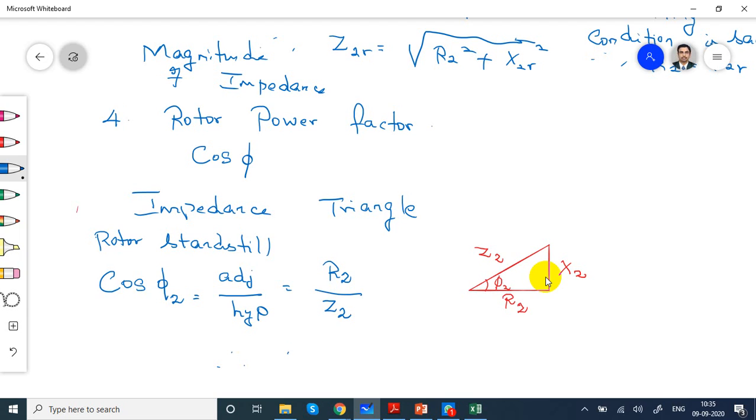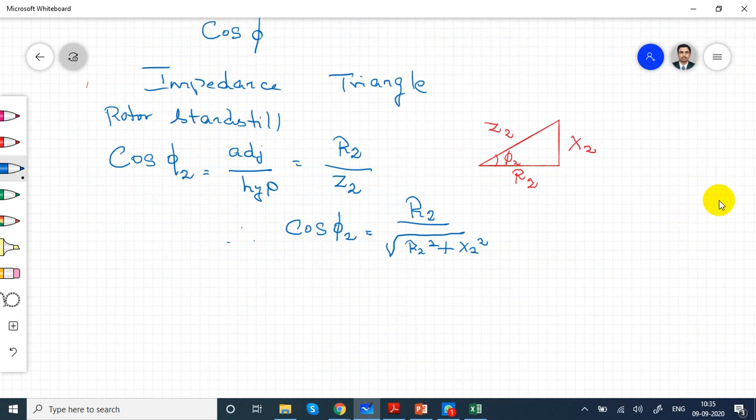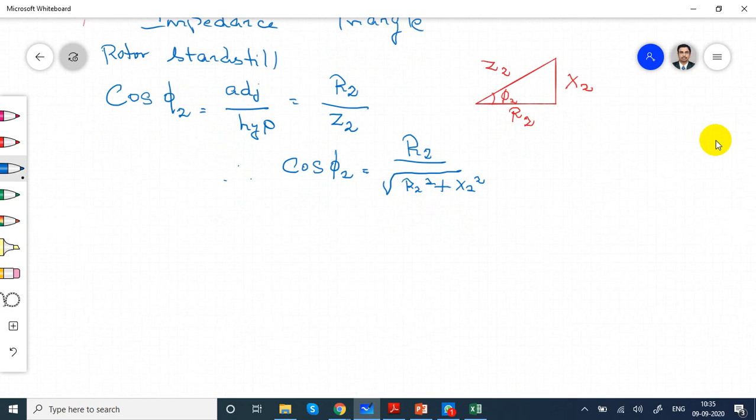Therefore cos phi 2 equals R2 by the magnitude of impedance at standstill condition, which is the square root of R2 square plus X2 square. In the same manner, we are going to find the power factor at rotor during running.